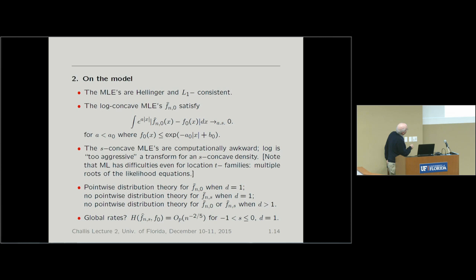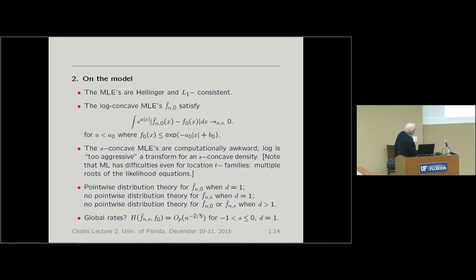I claim that the s-concave MLEs are computationally awkward. Log is too aggressive a transform for s-concave. The maximum likelihood method even has difficulties for all the t densities, just thinking about location families of t. Cauchy location, if you think about that. We all know that the likelihood equations have multiple roots. We don't have uniqueness of roots anyway. We may have a unique maximum likelihood for Cauchy, but it's hard to find. You have to work hard. And so all those location families are always embedded in their t families with non-monotone scores and so forth. So it's awkward.